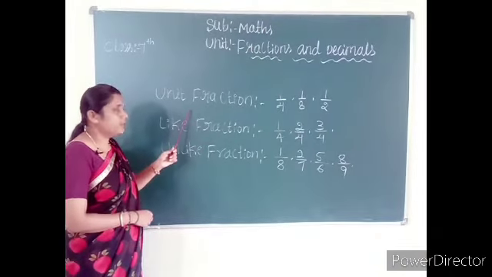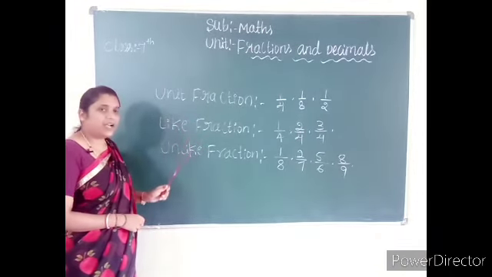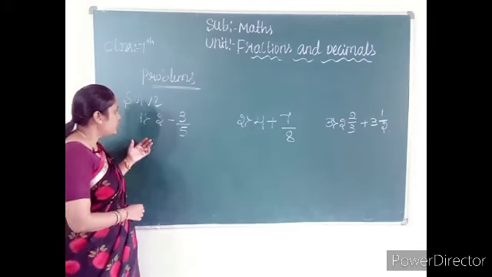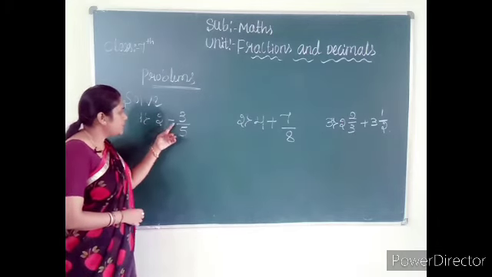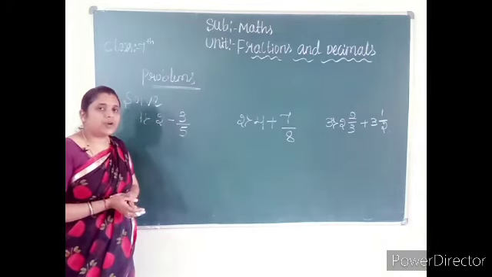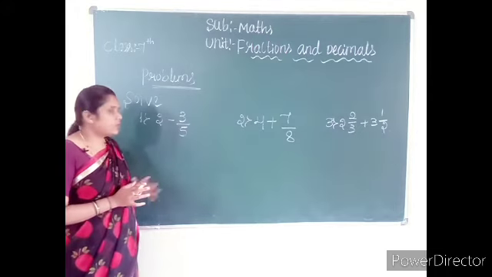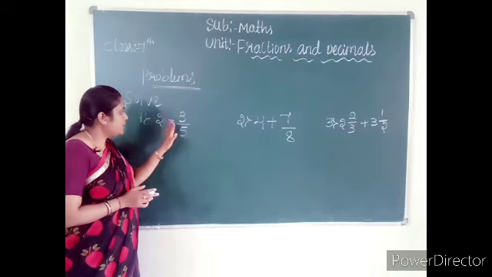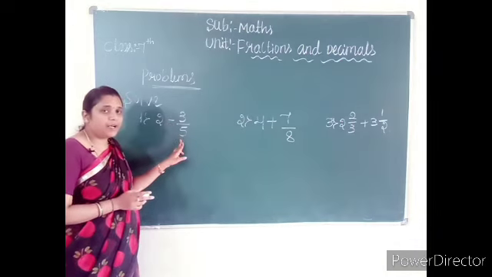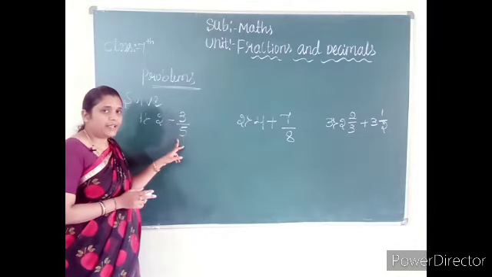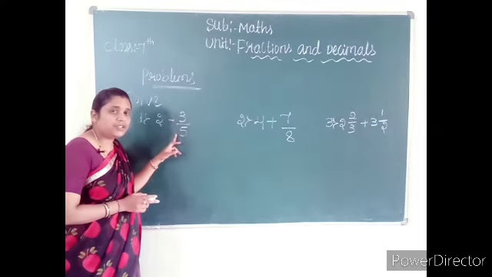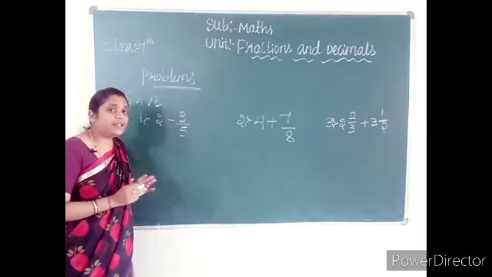we learned about unit fraction, like fraction and unlike fraction. Students, take down the problem on fraction. The first problem is 2 minus 3 divided by 5. How can we solve this problem? Look here, we have 2 minus 3 by 5. Is there a like fraction? No. So students, we can convert this fraction into like fractions.